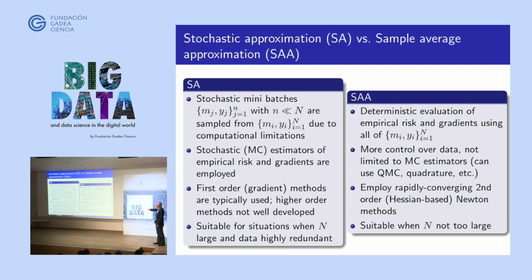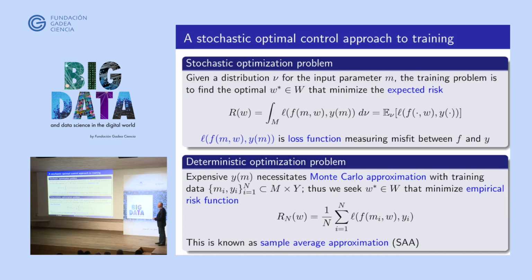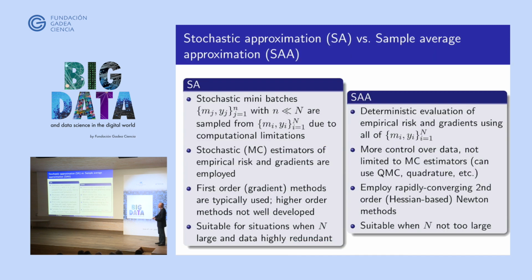It's a stochastic estimate of the gradient, and the convergence can be assured under certain conditions, but these methods take huge numbers of iterations. On the other hand, the sample average approximation transforms this stochastic optimization problem into a deterministic optimization problem, which we can hit with Newton's method.